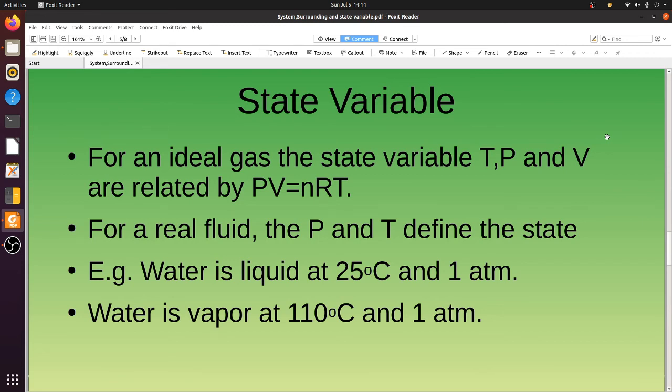So therefore, pressure and temperature, these two variables, are sufficient in defining the state. Let me correct myself. These two variables, pressure and temperature, are sufficient to define the state of water. Therefore, pressure and temperature are the state variables. We are also aware that for every temperature and pressure, water is going to have a different but unique volume, therefore volume is also a state variable.